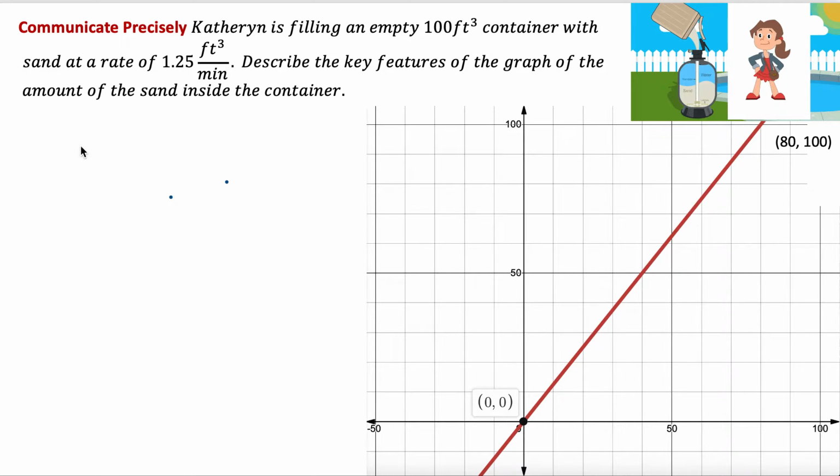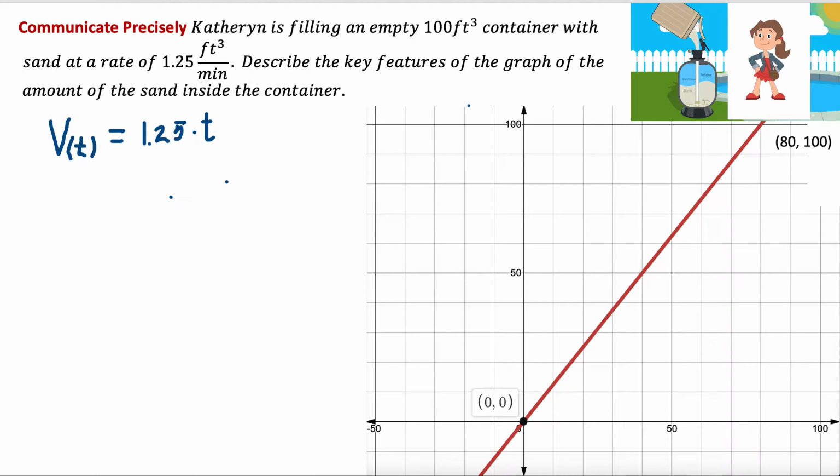So it means that the function V, so let me take one pen. The volume depends on the time, how long it takes for Catherine to fill up the container. And this is 1.25, this is the rate, times the time t.